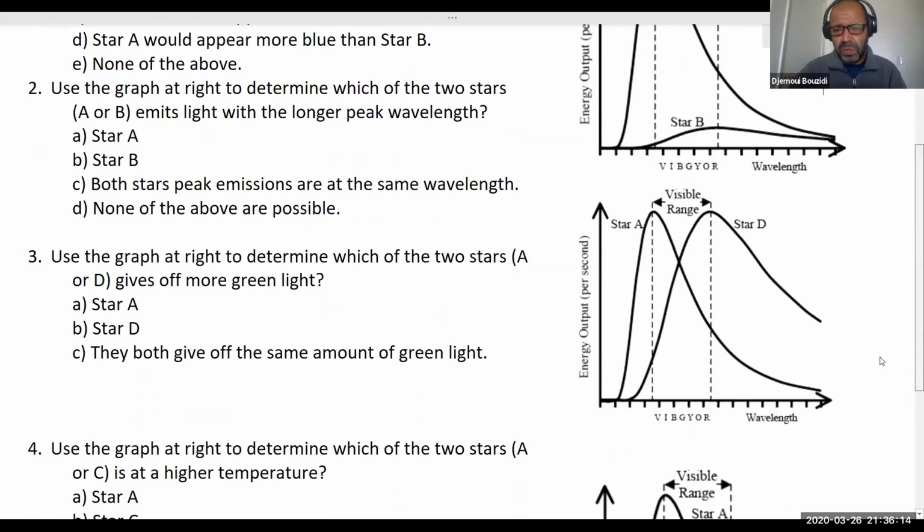Let me look at question number three. Use the graph at the right to determine which of the two stars, A or D, gives off more green light. Now this is a different graph. The first two questions dealt with stars A and B. This graph deals with stars A and D. Is it star A that gives off more green light, or is it star D that gives off more green light, or do they both give the same amount of green? Again, remember, look at the bottom: violet, indigo, blue, green, yellow, orange, and red.